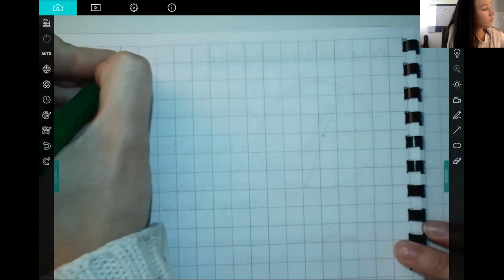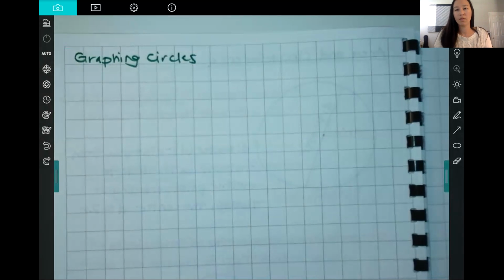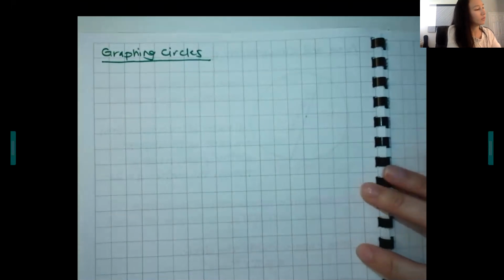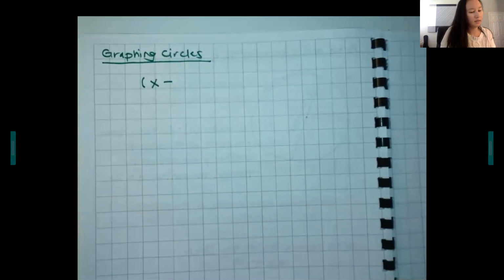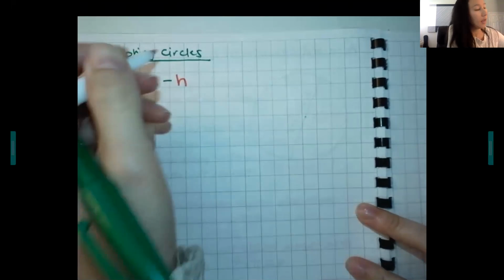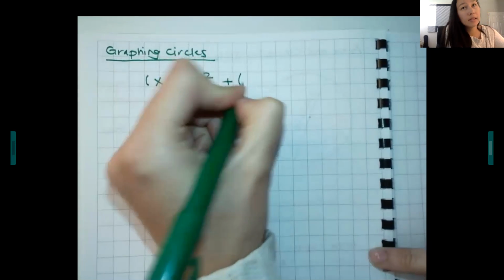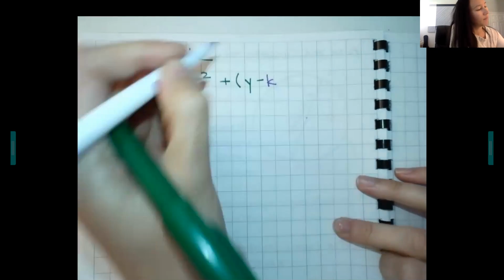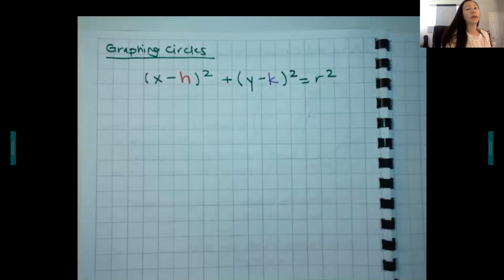Graphing circles. So the formula for circles is (x - h)^2 + (y - k)^2 = r^2.